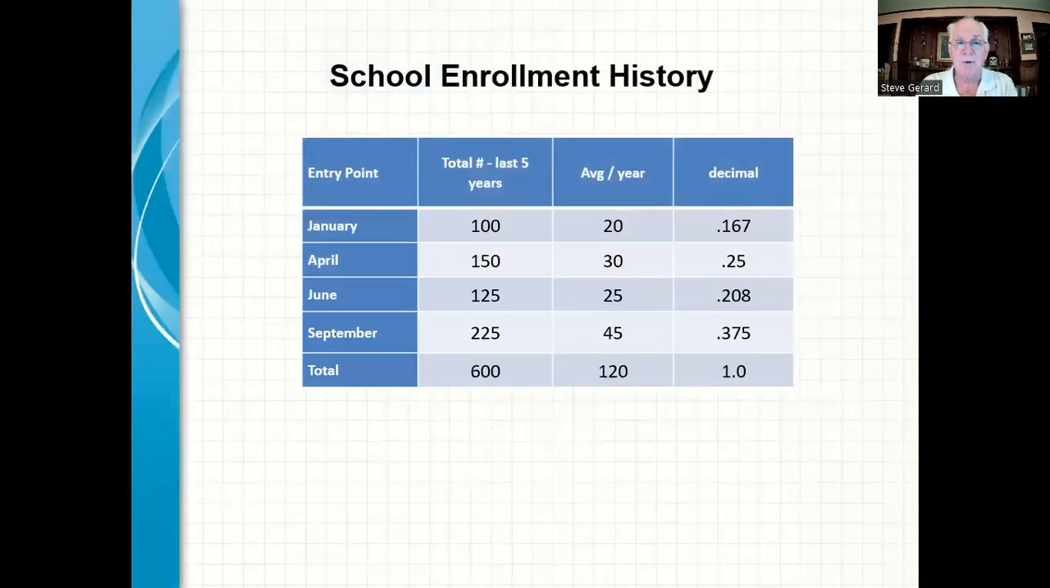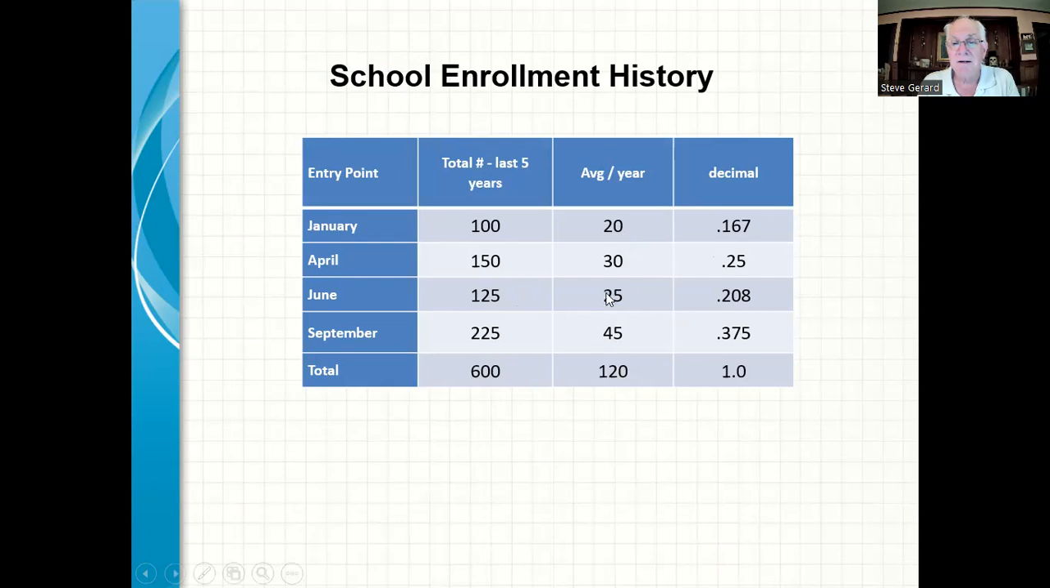Let me start with an example here. Suppose I have a school, and in my school, students can enroll in January, April, June, or September. I have data about how many people have enrolled each of the last 5 years in each of those 4 time frames. The totals are down the center here, the 100, 150, 125, 225, the total is 600. And then the average per year is in this column here.